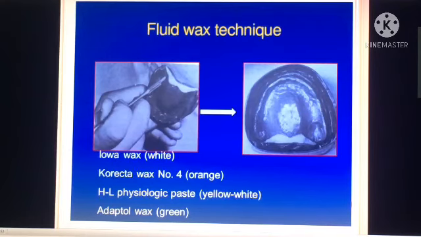Now what we are going to do is add fluid wax on this secondary impression. There are 4 types of wax that we can use: Iowa wax, Correcta wax, HL physiologic paste, and Adaptol wax. This can be a viva question: which are the mouth temperature waxes that we can use in the fluid wax technique. These waxes should adhere properly to our secondary impression. So it is always best to choose zinc oxide eugenol or impression plaster to make your secondary impression.